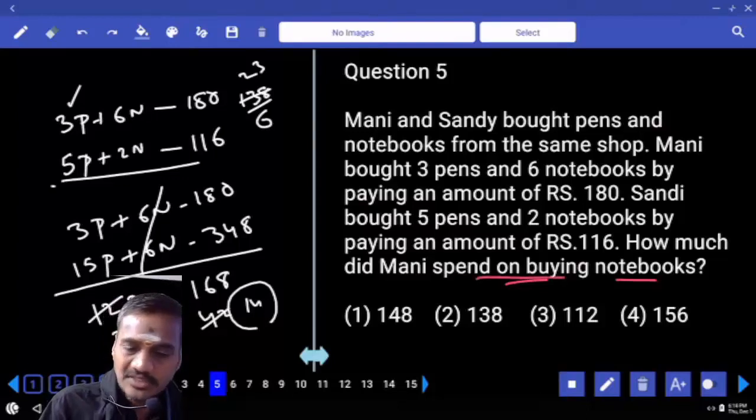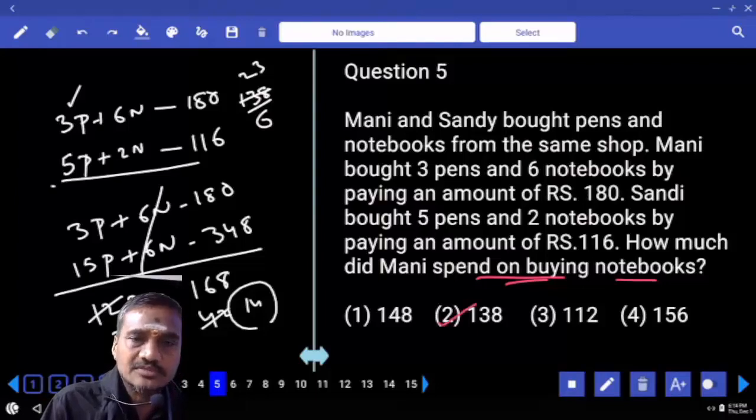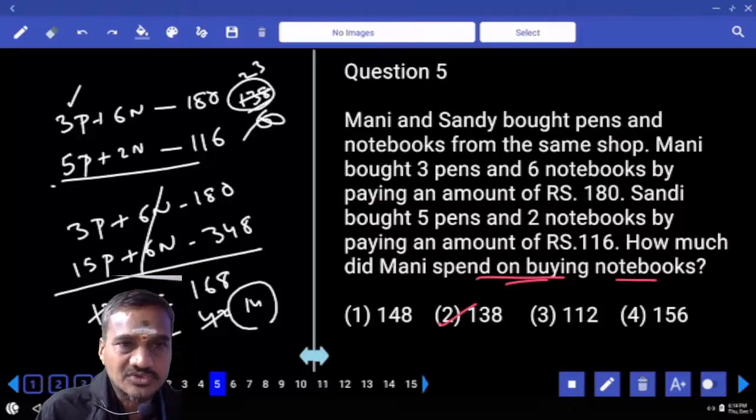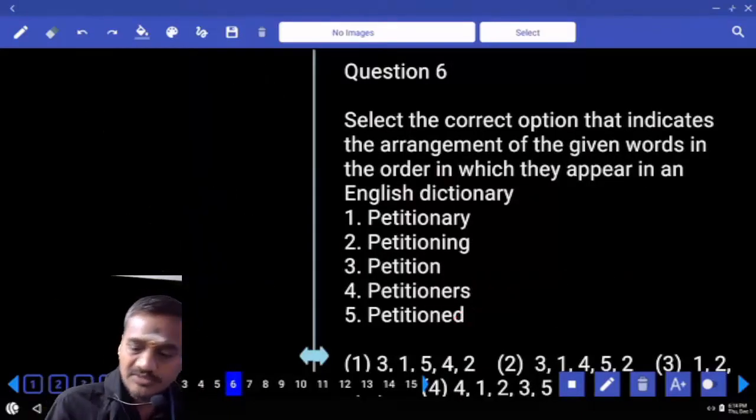Now money spent. Where is the money here? Money is here, then the total is 138. No need to find this one at all, nor divide by 6 also. And 138, that is choice 2. Then next one, coming to question number 6.